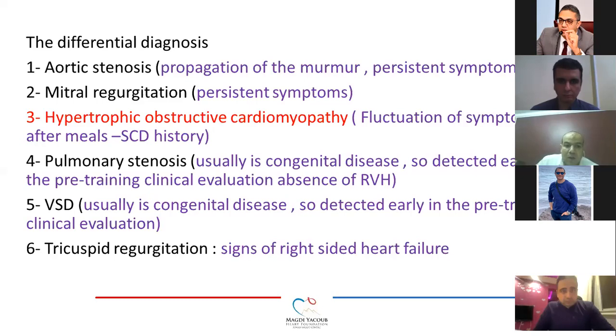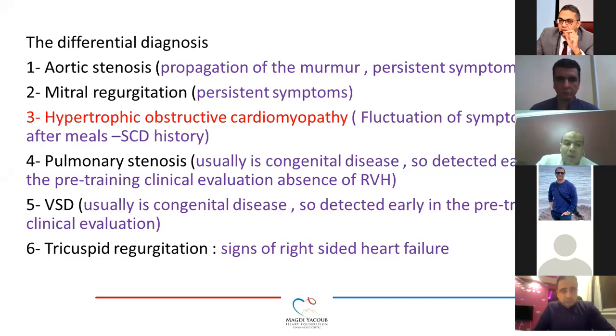Mitral regurgitation also we can exclude by the fluctuation of the symptoms. Pulmonary stenosis is usually a congenital disease, and it would have been detected in the pre-tennis training clinical evaluation. And there is no RVH in the ECG. VSD is also a congenital disease, so it would also have been detected in the pre-training clinical evaluation. Tricuspid regurgitation can be excluded by absence of RVH and signs of right side heart failure during clinical examination.